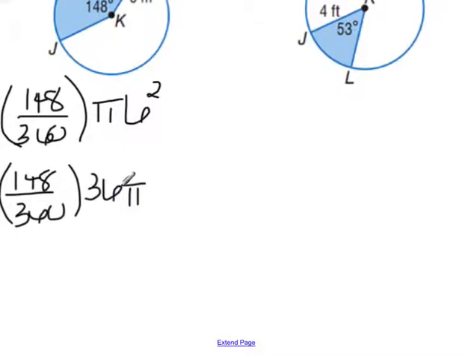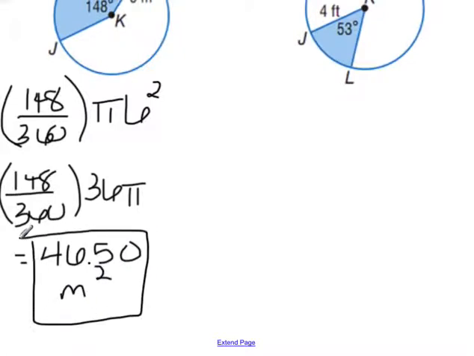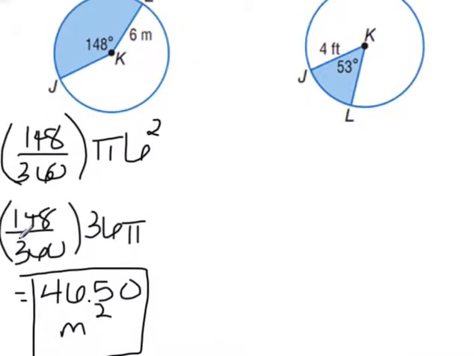Now I'm ready to type this in my calculator. I'm going to do 148 divided by 360 times 36 pi, and what you end up getting is 46.50 meters squared. That's the area. Remember, when we talk about area, you always want to square your unit. That's the area of just that sector, not the area of the whole circle.